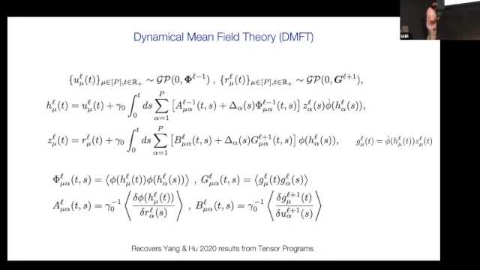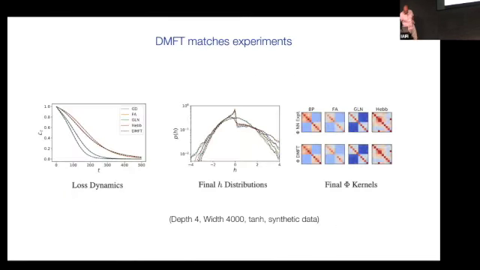I'm not going into the details of this. To solve these equations, you need to go through complicated procedures. I'll skip this also, the Monte Carlo procedure, but I'll just show you some simulations. This is a simulation of a depth 4, 4,000-something-wide neural network. The dashed lines are our DMFT predictions, which we get by solving this non-Gaussian stochastic process, and the solid lines are the network training.